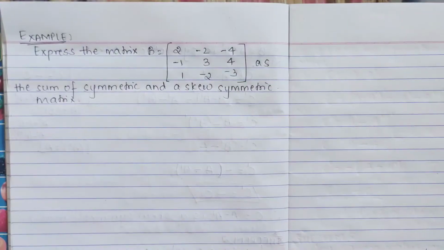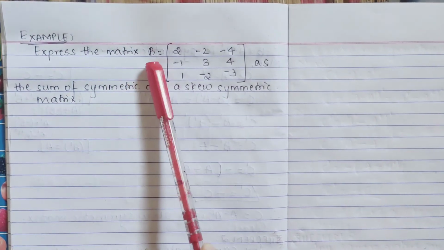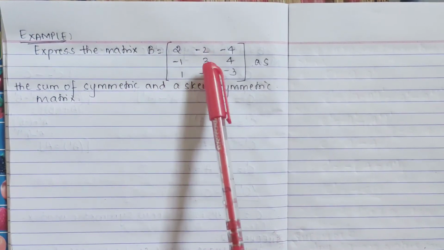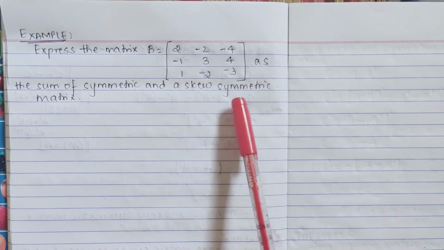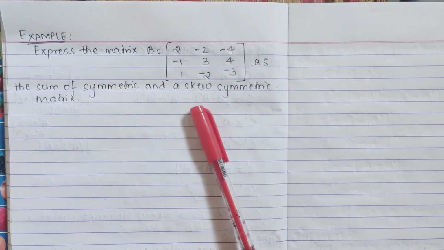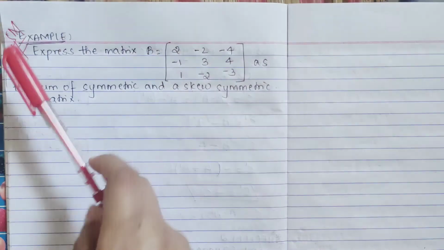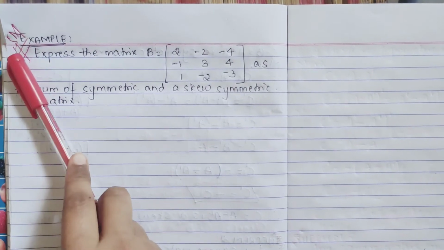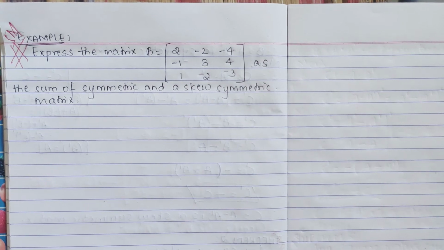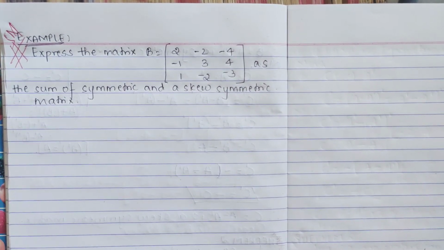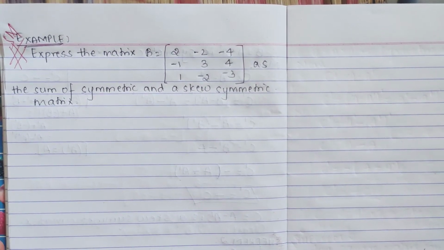Based on that theorem, I have taken an example. Express the matrix B equal to 2, minus 1, 1, minus 2, 3, minus 2, minus 4, 4, minus 3 as the sum of a symmetric and a skew symmetric matrix. Such examples are important, and again it will be asked in your 5 marks questions. Usually 5, sometimes it can come under 4 also, but such examples are important. So I'll just show one so that during the exercise part you can understand it and solve it.